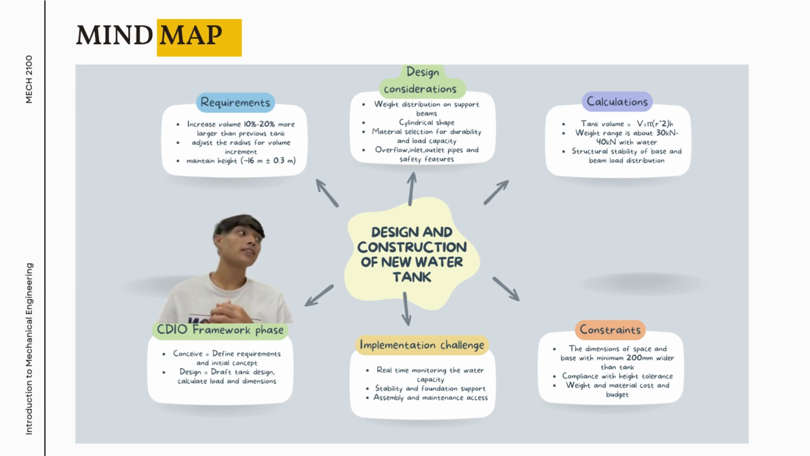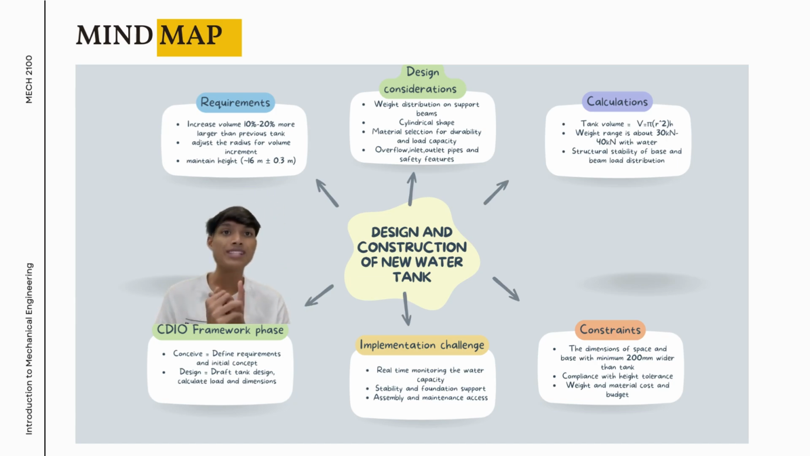In order to build the new water tank, what is required for us to build it? So we need to increase the volume by about 10% to 20% larger than the previous tank, adjust the radius for the volume increment, and also maintain the height at 16 meters plus or minus 0.3 meter. So that is the requirements.